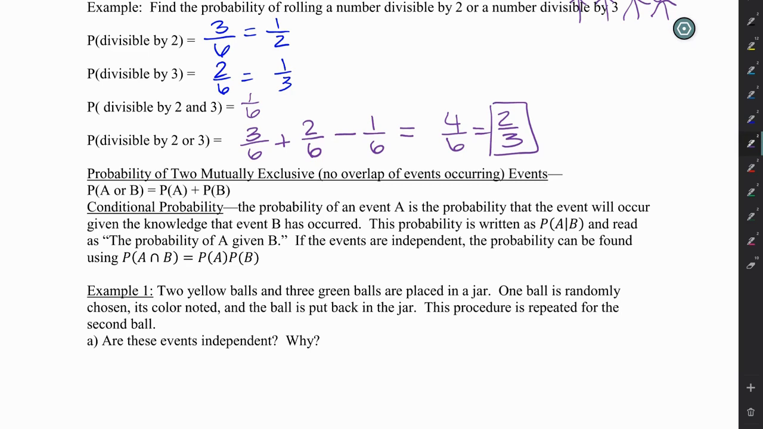If there's no overlap, we discussed that. That would be like playing football and playing soccer. You can't do both in the same season.